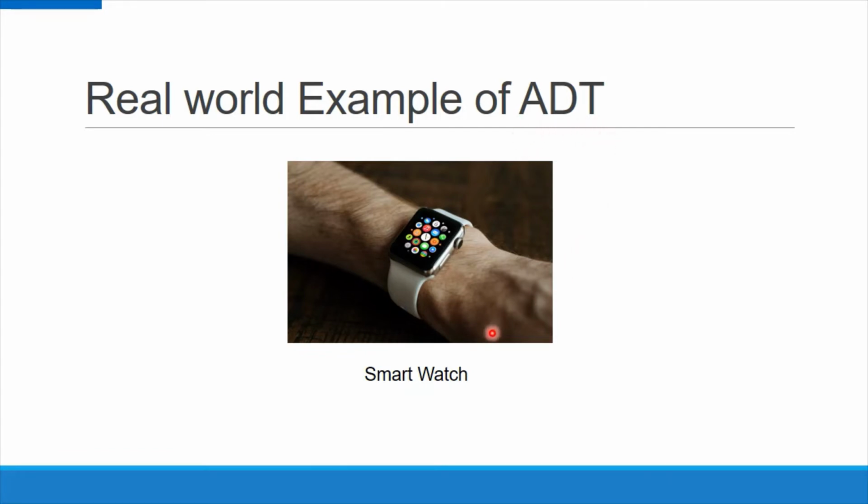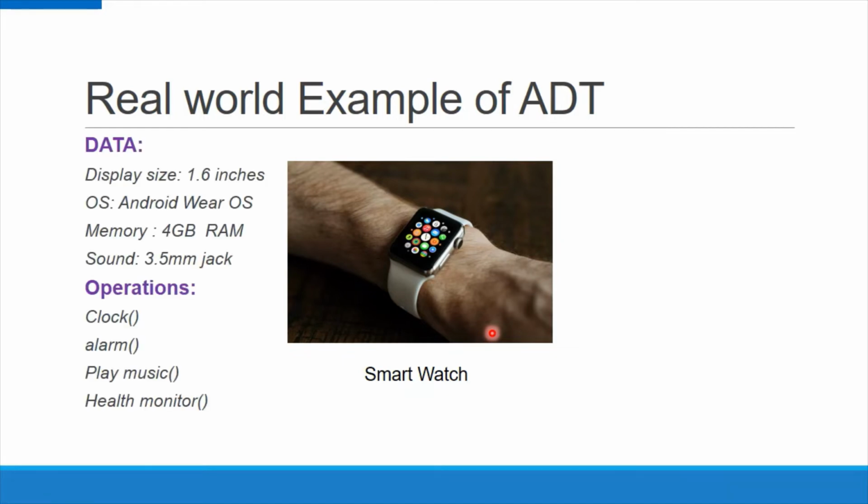When you want to buy a smartwatch, we'll be keen on the specification, which means when I say specification, display size, OS, memory details, sound details, all those things. So these all specification details, I call it as data for the smartwatch.